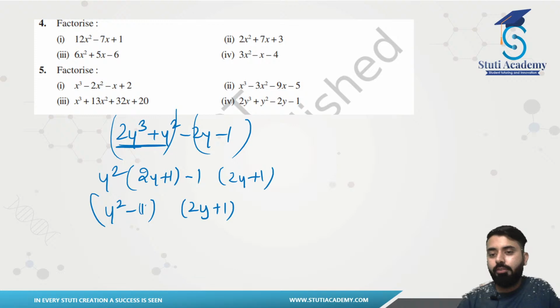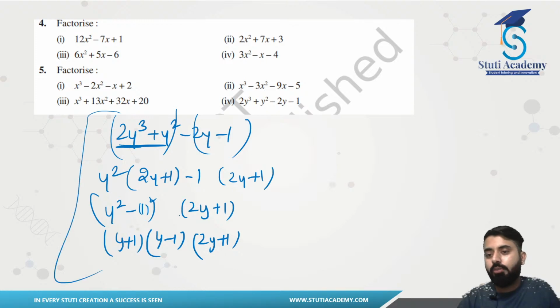So you guys see, again, this is what? y square minus 1 square, a minus b, a square minus b square. So that should be what? a plus b: y plus 1, y minus 1, 2y plus 1. So you guys see, this is quite easy.